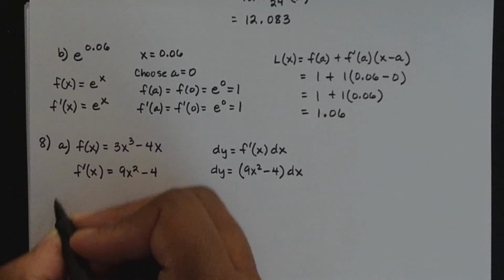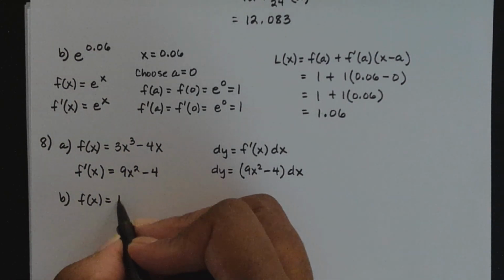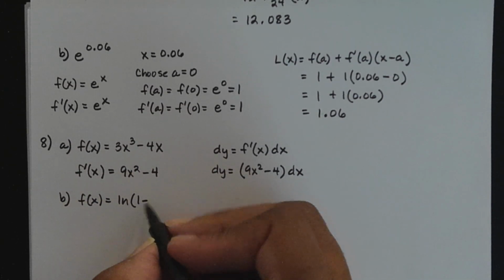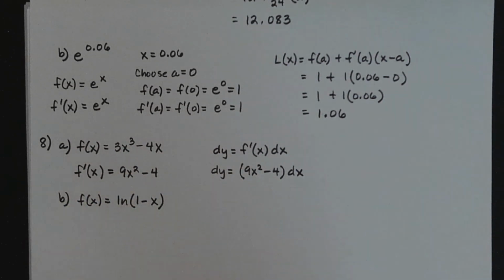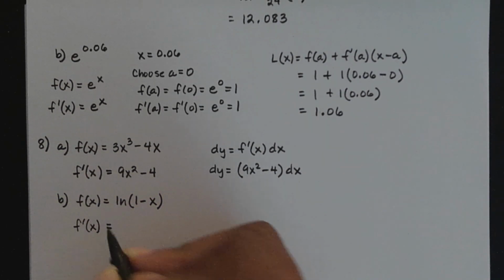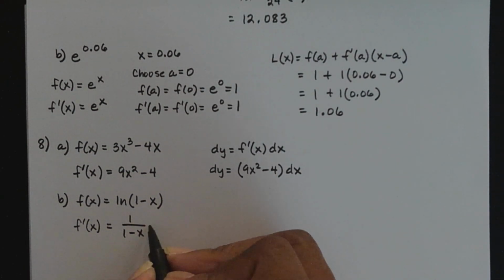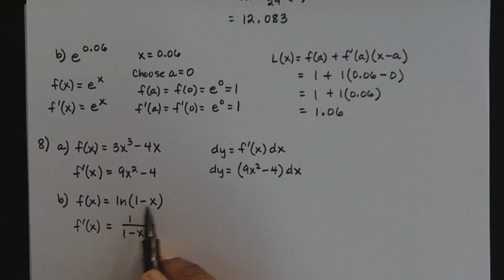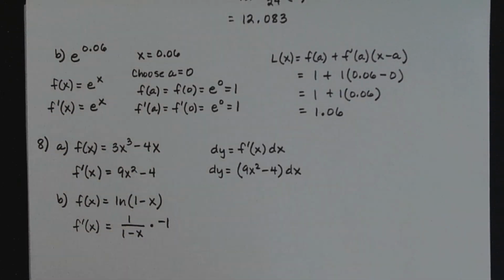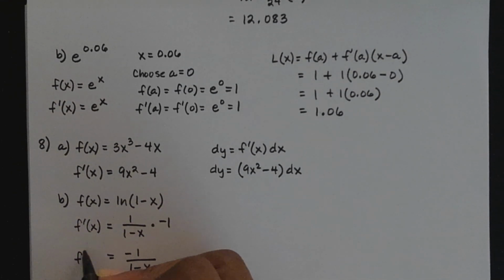And then part B is the ln of 1 minus x. Or I should say f of x is equal to ln of 1 minus x. All right, so now what's f prime of x going to be? 1 over 1 minus x times something else, times negative 1, because you got to use the chain rule on that one. All right, so if I simplify this, this should just be negative 1 over 1 minus x for f prime of x.